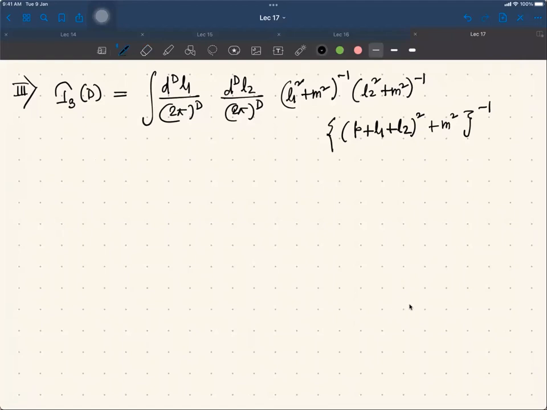Now, of course, if you do the same inspection of UV divergence, you see there are 6 powers of momentum downstairs, where there are 3 factors each having L square. And upstairs we have L to the power 2d. So it will be convergent below d equals 3.